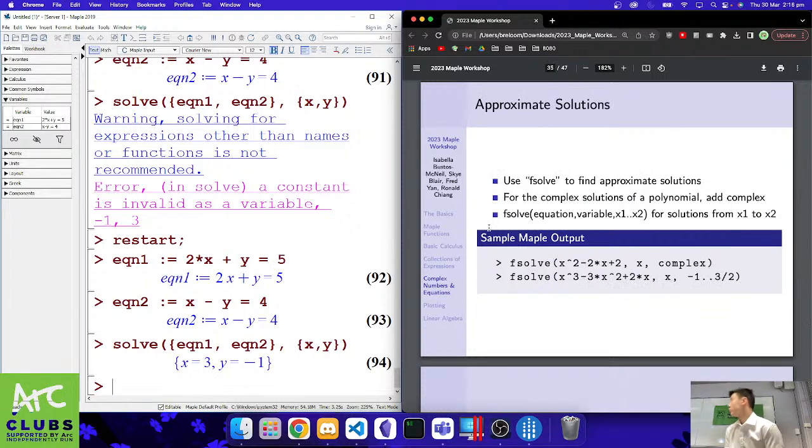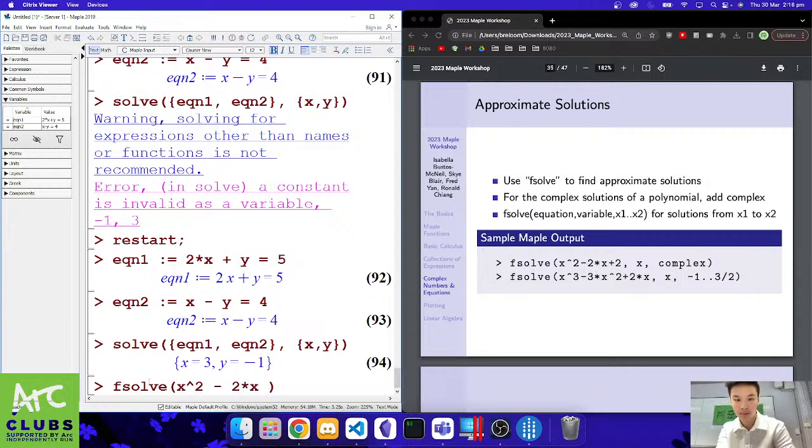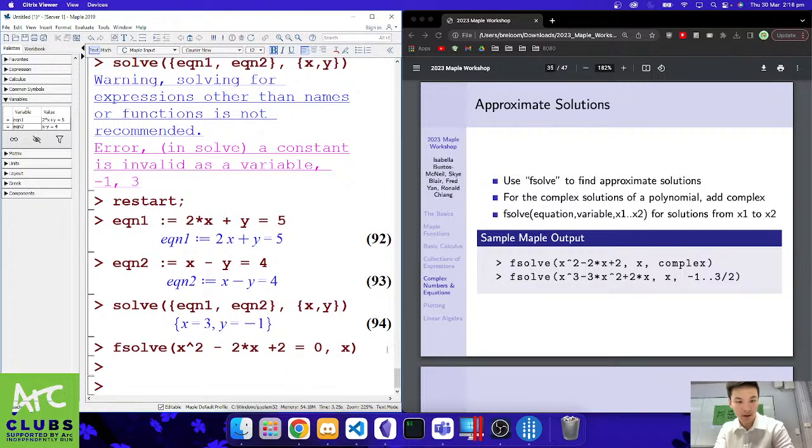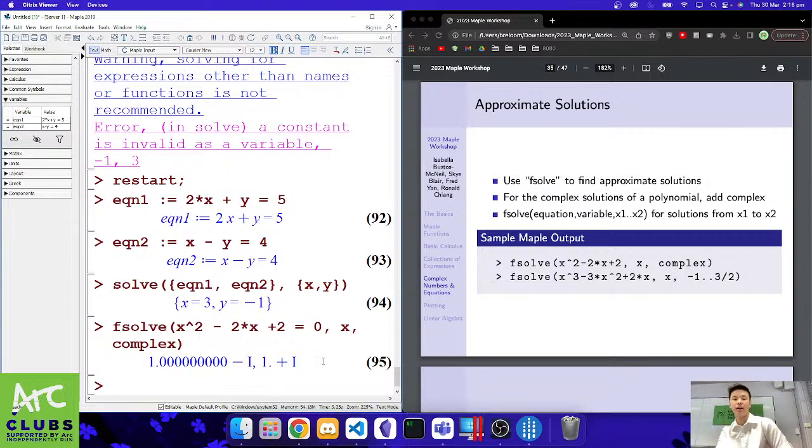And if we want approximate solutions, this is the command fsolve. That's going to be used to find approximate solutions. So if we want to fsolve the quadratic equation x squared minus 2 times x plus 2 equals 0, and we set x. Notice we don't get any solutions out because we have to tell Maple that we want complex solutions. That's going to involve adding a third parameter, complex, and as you can see, when you hit enter, Maple nicely solves the equation.